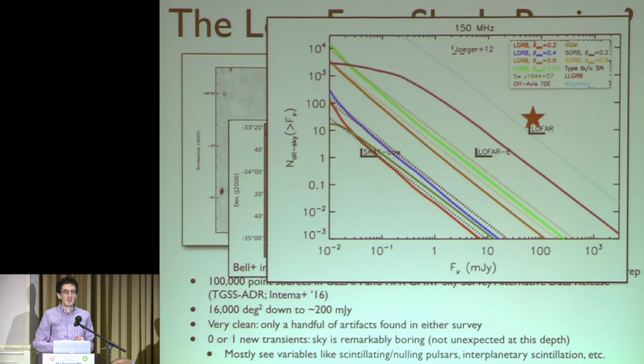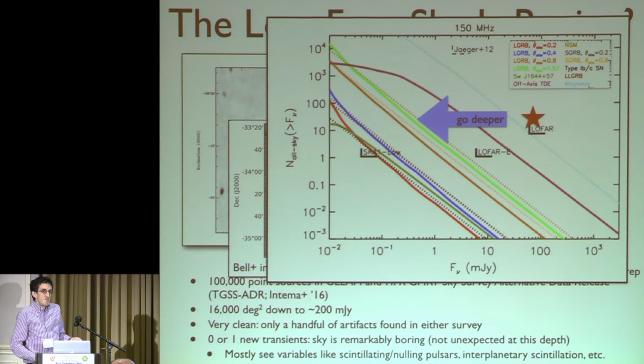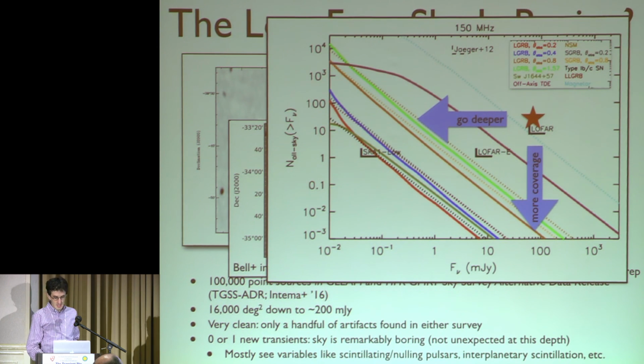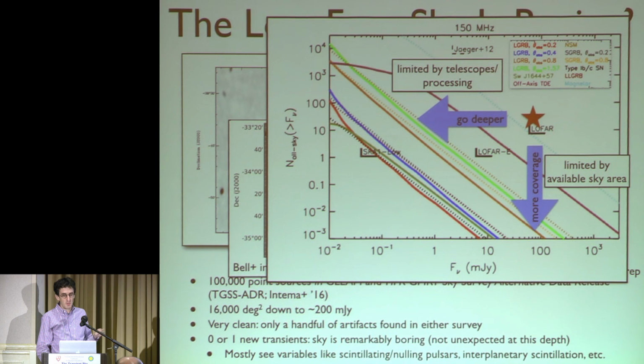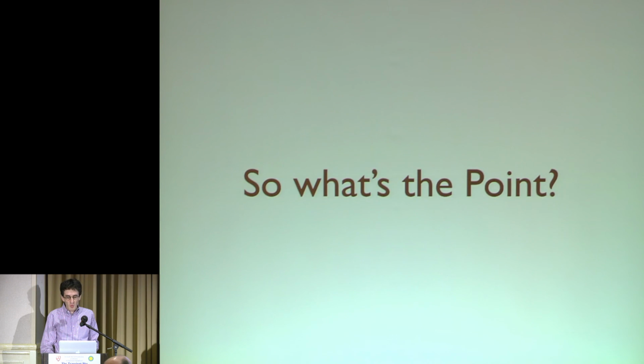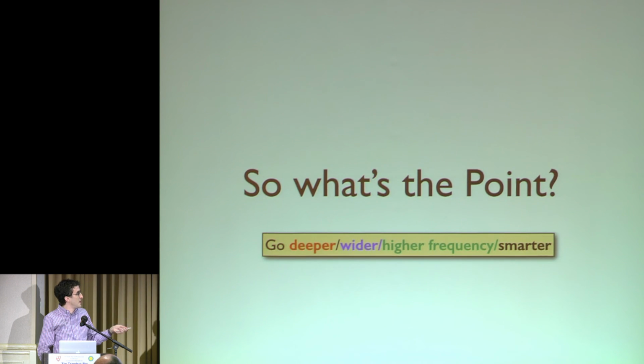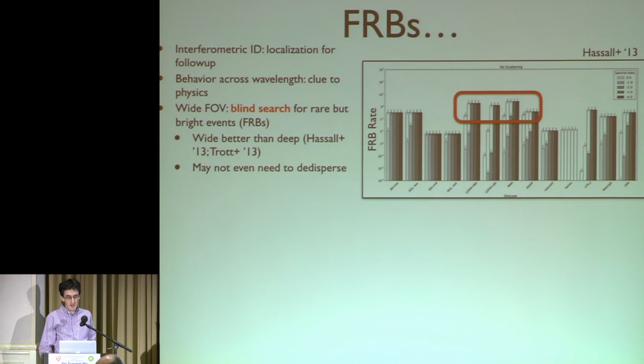There are 2 ways to fix this, 2 ways to change the survey such that our star here will start hitting these lines. We could try to go deeper. That's definitely something that we're working on now, or we could try to get more sky coverage. That's hard because we're limited by sky area for the sky coverage, and in terms of going deeper, we're limited by telescopes and processing. So what's the point? Why do we care? Well, we need to go deeper, wider, higher frequencies are smarter.